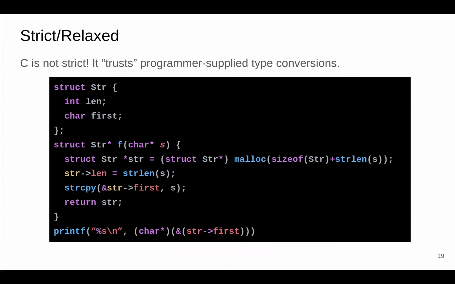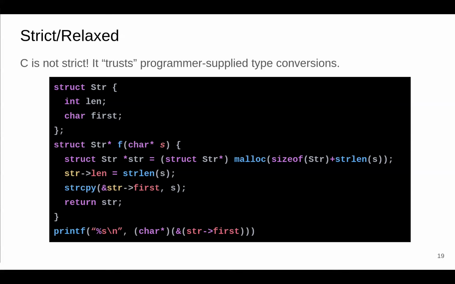Strict, relaxed, trade-off. C is not strict, C is very relaxed. It trusts the programmer with the type conversion, which means in C, you can always cast any kind of object into a char array and thereby violate the underlying type system. It trusts the programmer. In C, as the programmer, you have ultimate power, right? You can say, this looks like an integer value, but I'm going to treat it as a pointer from now on, and you can just force the type conversion from an integer value to a pointer.